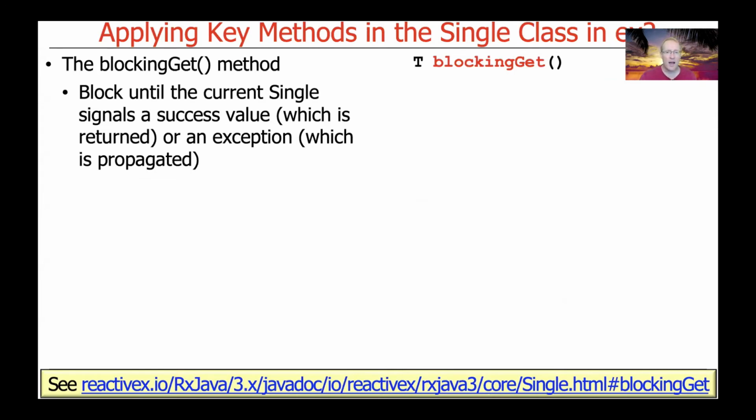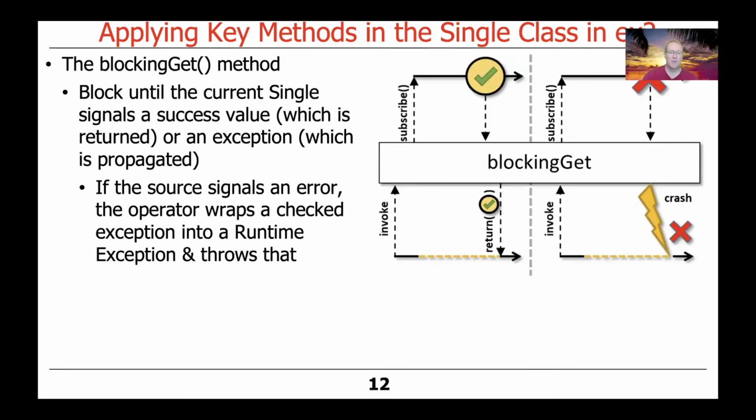There's also a method here that we're going to talk about called blockingGet. And blockingGet will block the current single until it either succeeds or it fails. So it basically is a way, it's kind of like join, if you think about join. It's a way of saying, don't go any further until I get a result, please. So it's a blocking operation. And if something goes awry, then it wraps that into a runtime exception, and that gets thrown. So that's the marble diagram to illustrate blockingGet.